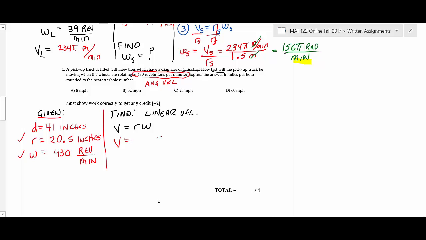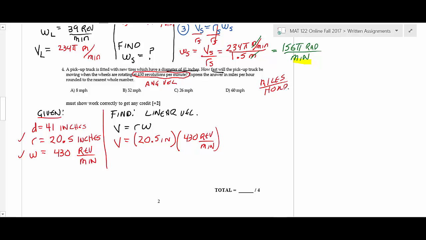Okay, so we already have r and we have omega. We need to pay attention to the units. So the radius is 20.5 inches, like that, and then the omega is 430 revolutions per minute. Now, if you look at your answer choices, they are all in miles per hour.